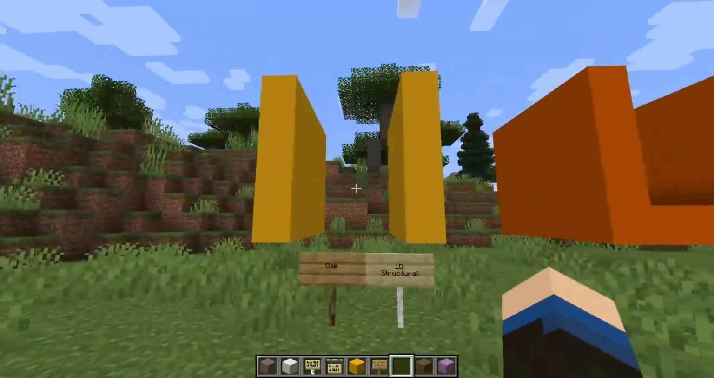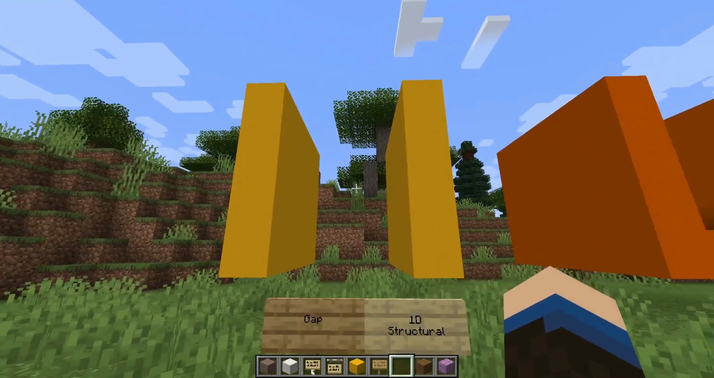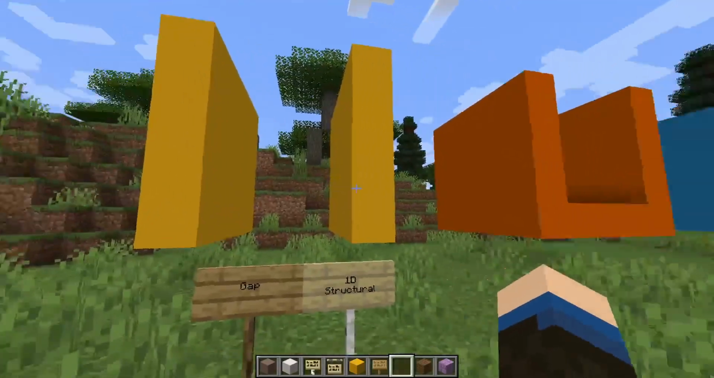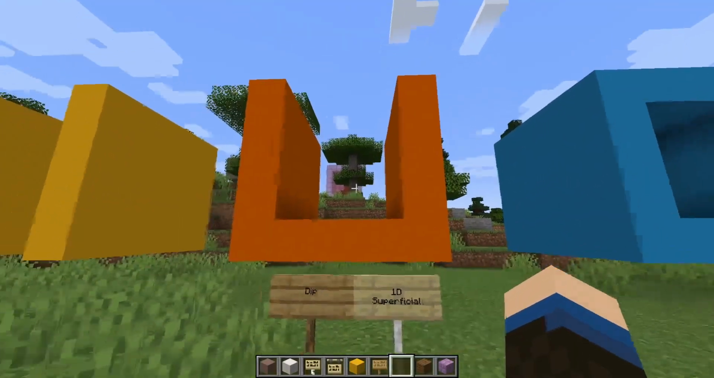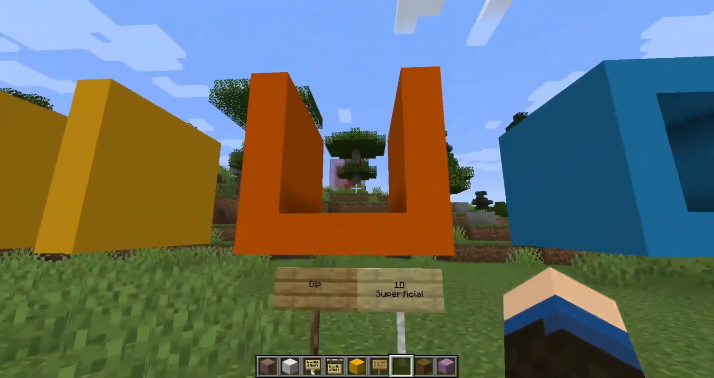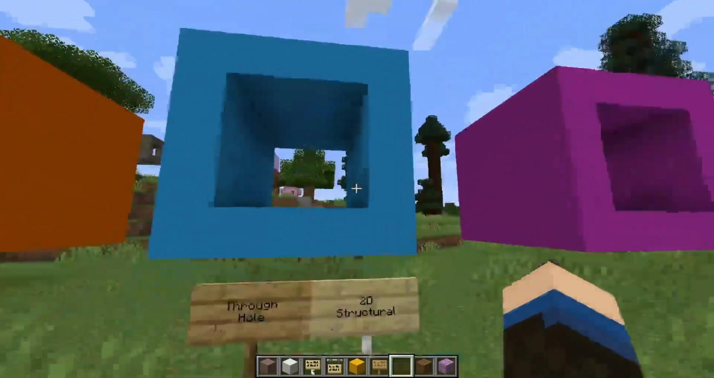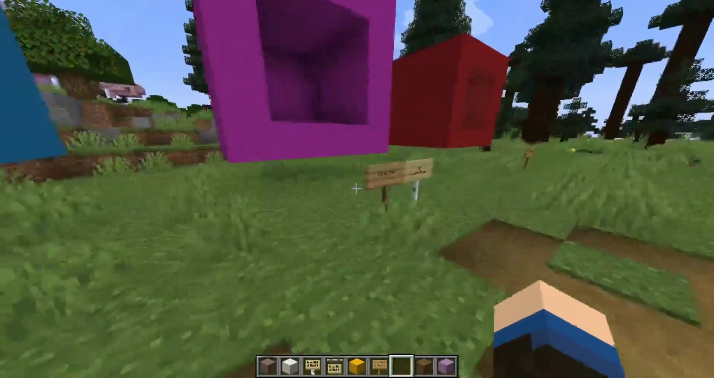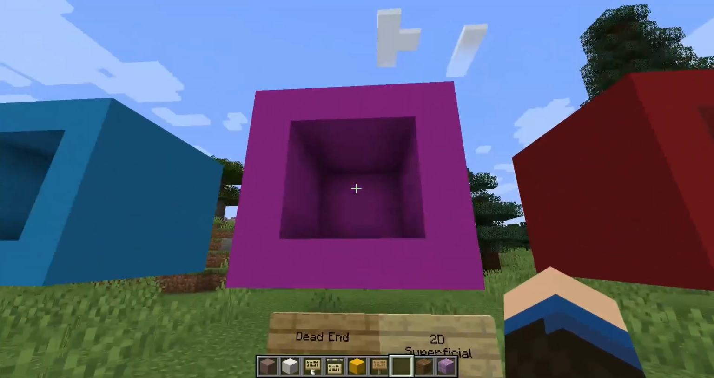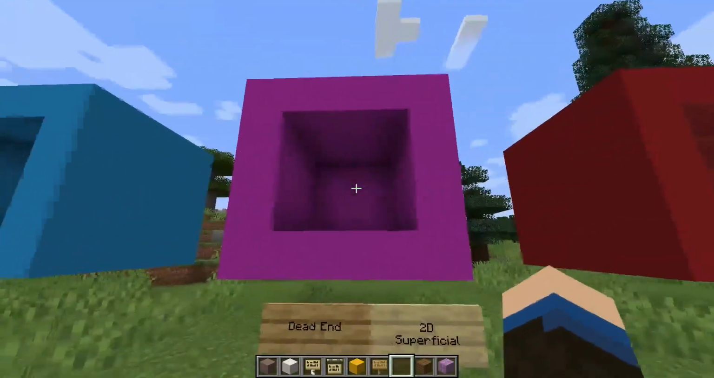So to recap, so far we've seen gaps, which are 1-dimensional and structural because they go all the way through. We've seen dips, which are 1-dimensional but superficial, in that they don't go all the way through. We've seen through holes, which are 2-dimensional, like a circle, and structural, because they go all the way through. We've seen dead ends, which are 2-dimensional, like a circle, and superficial, because they don't go all the way through.